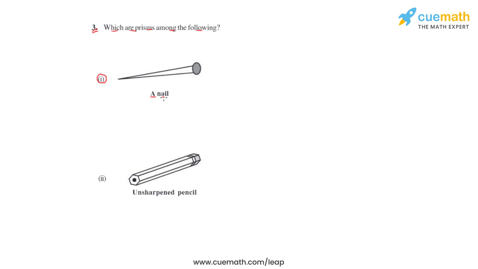And we'll do this by using the definition of a prism, where we know that a prism is a polyhedron whose base and top are congruent polygons and the lateral faces are parallelograms in shape. Now if we observe this nail and we consider this to be the top part of the nail and this to be the base part of the nail, we see that these two parts are not congruent polygons. Hence we can state that this nail is not a prism for sure.